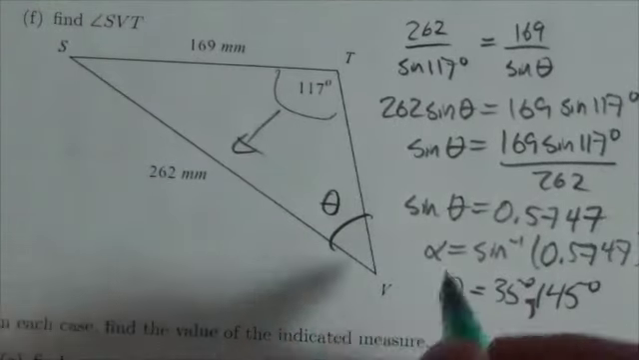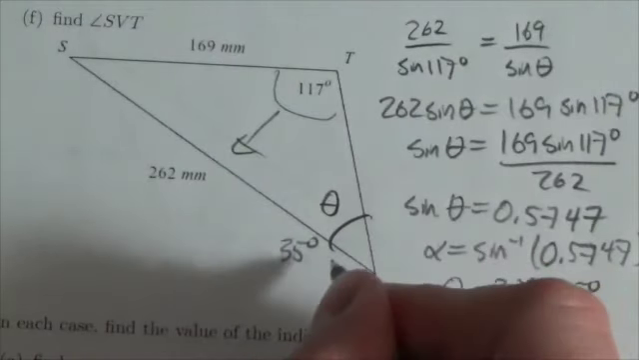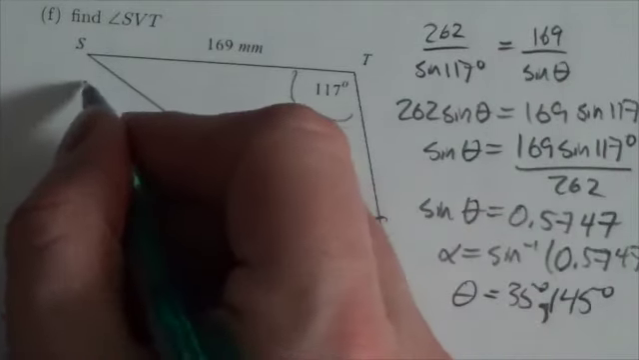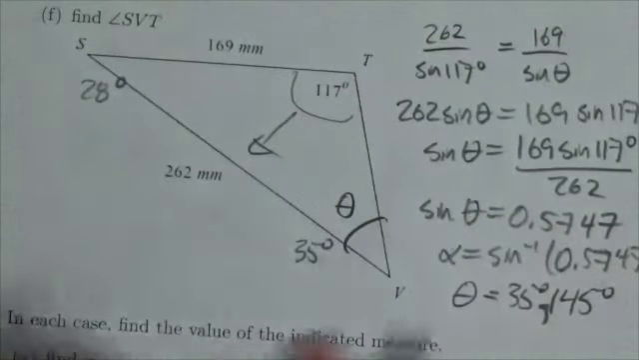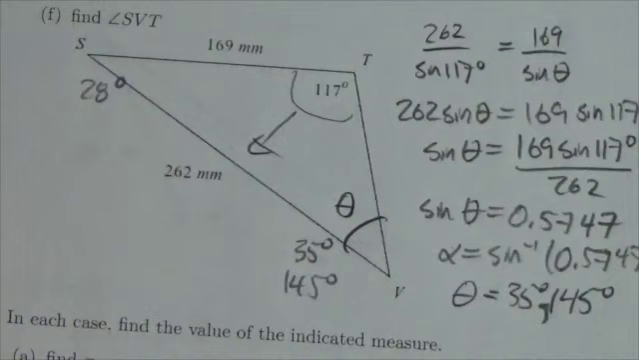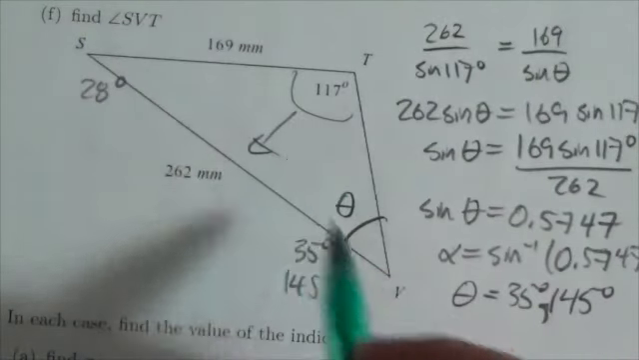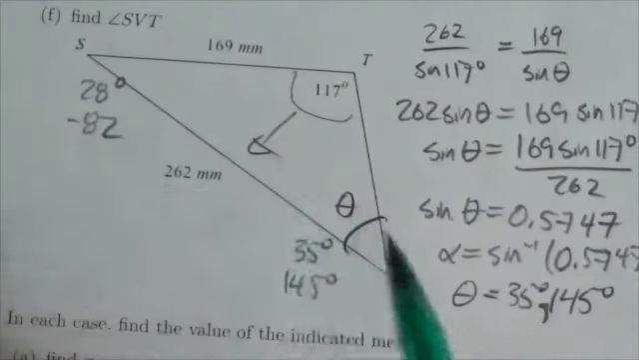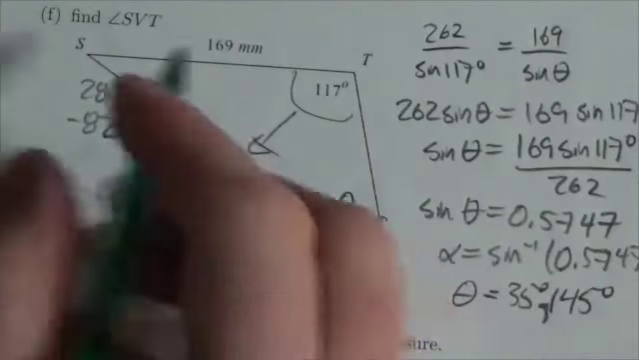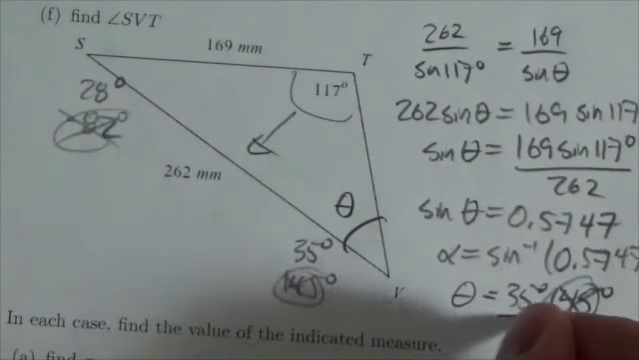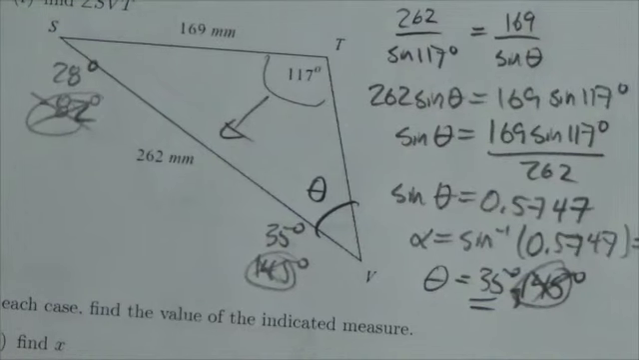Come over to the triangle. If this is 35 degrees, then this angle up here will be 180 minus 35 minus 117. That's 28 degrees. That makes sense. If this is 145 degrees, then I'm going to get 180 minus 117 minus 145. Well, that leaves me with negative 82. That makes absolutely no sense. And so it turns out the answer here is simply that positive 35 degrees.